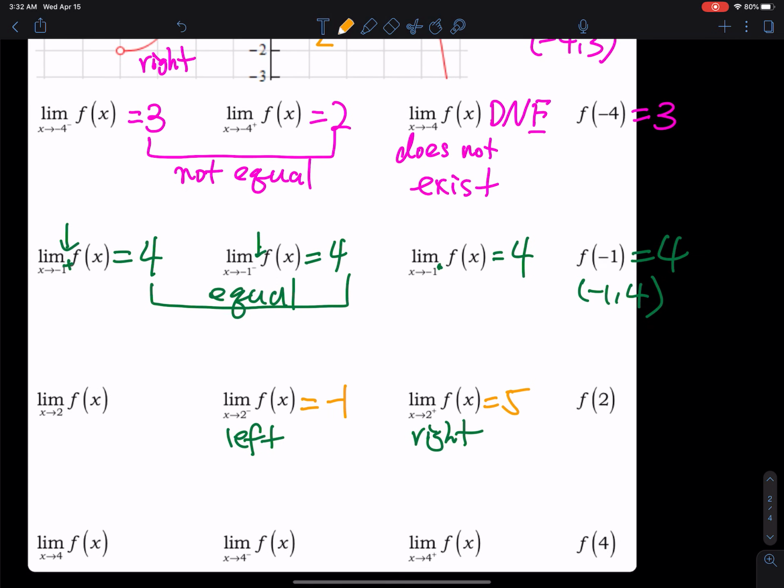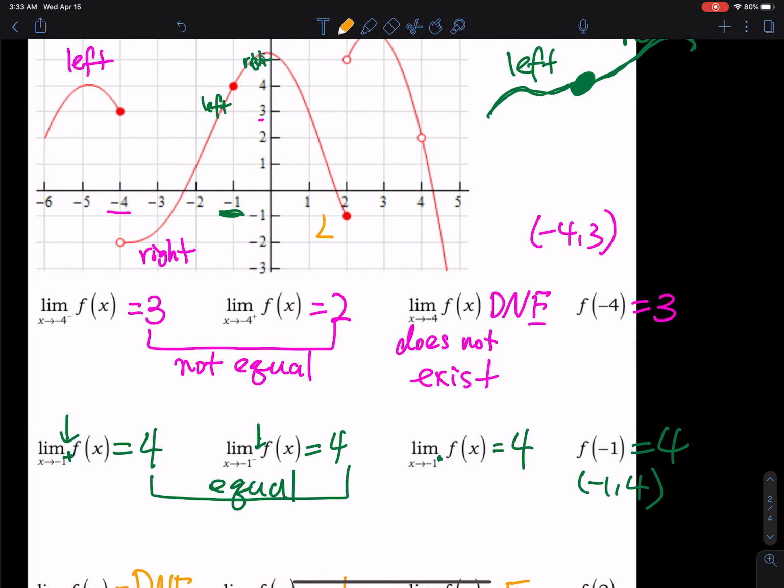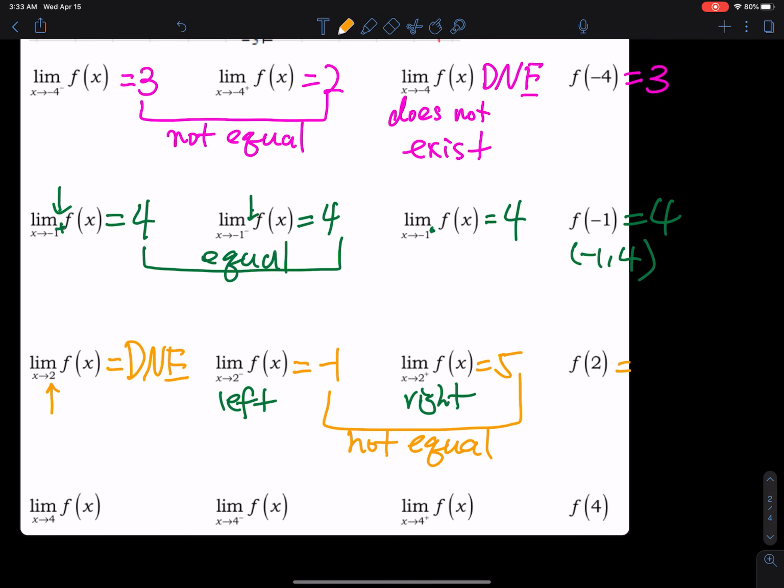Are they equal? No, they are not equal. So what happens when they are not equal? As x approaches 2, there is no plus or minus, from either side, the limit does not exist. What about the point itself, f of 2? When x is equal to 2, right here, the y value is equal to negative 1, because 2 comma negative 1 is a solid point.